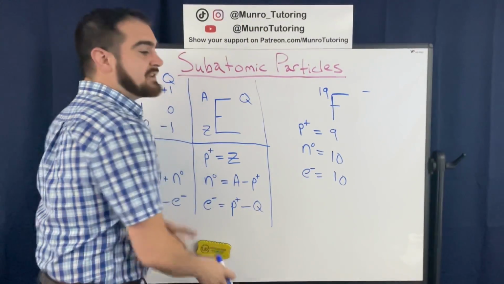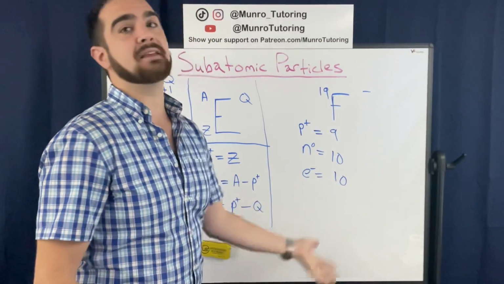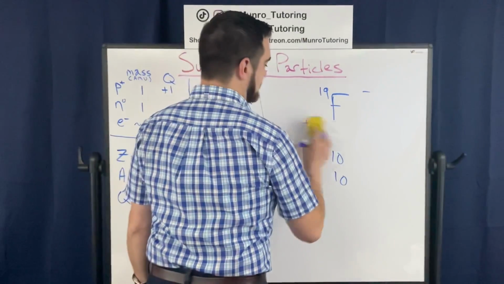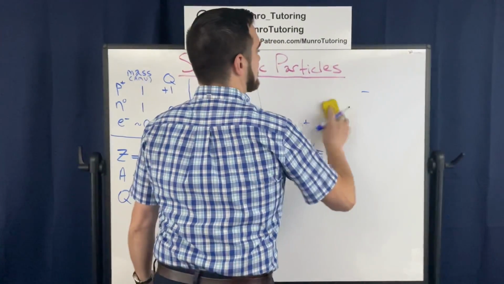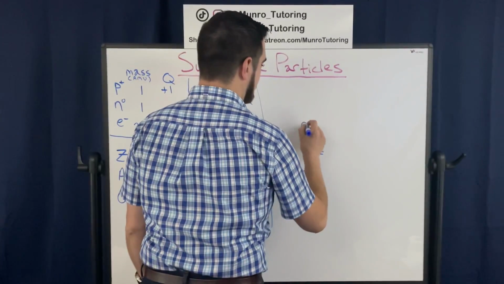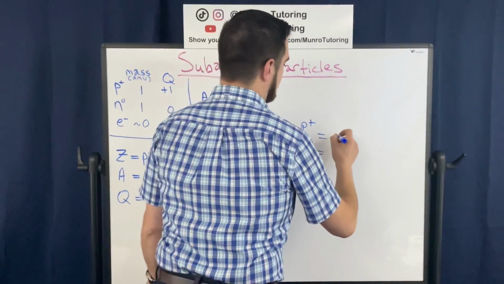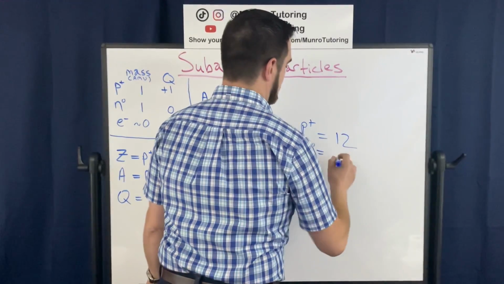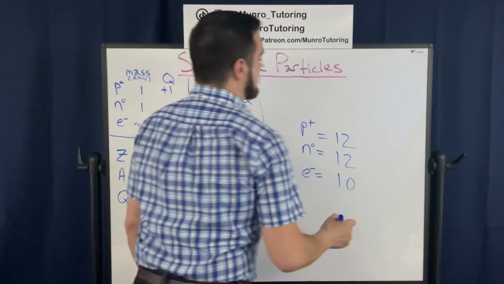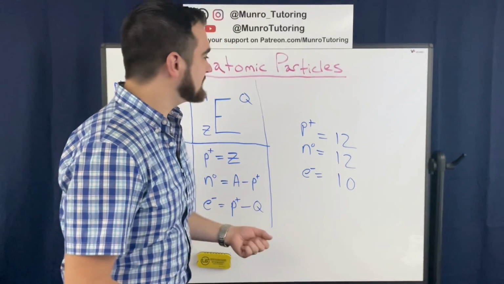So now let's go the opposite way. What if I give you the protons, neutrons, and electrons, and we want to get the isotope notation from that? Let's do 12 here, and let's do 10. You know, something that's like a real element, or ion in this case.